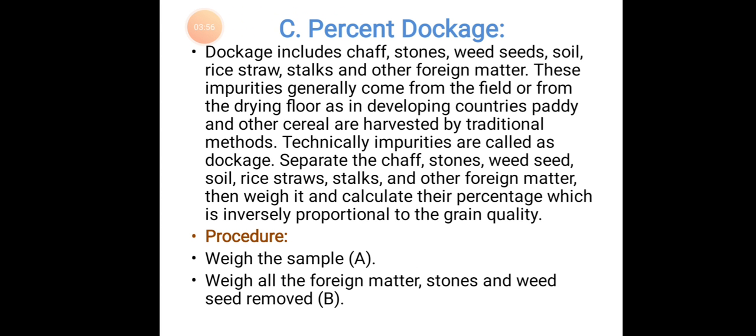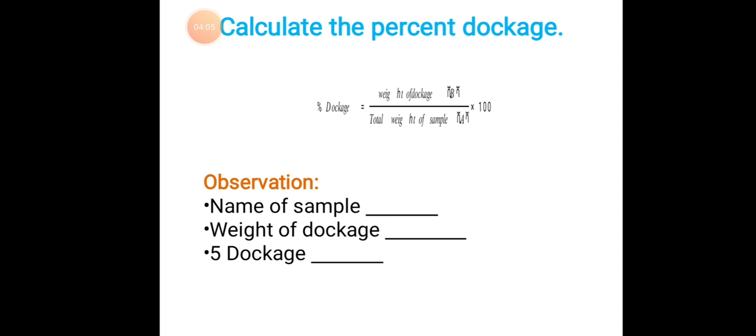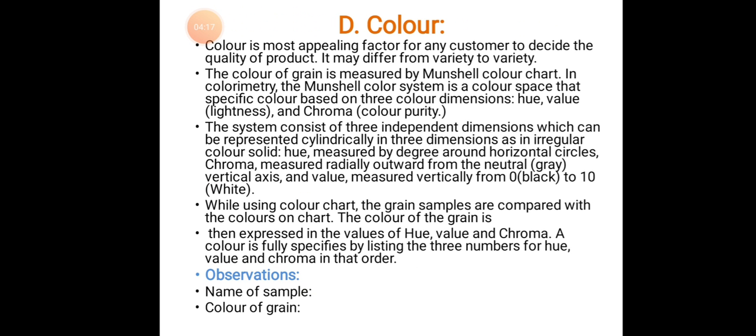Procedure: A. Weigh the sample. Weigh all the foreign matter, stones, and weed seed removed. B. Calculate the percentage dockage. Percent dockage is equal to weight of dockage divided by total weight of the sample into 100. Observation: name of the sample, weight of dockage, percent dockage.